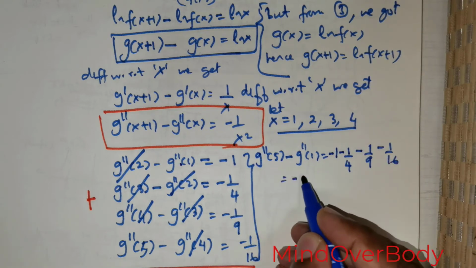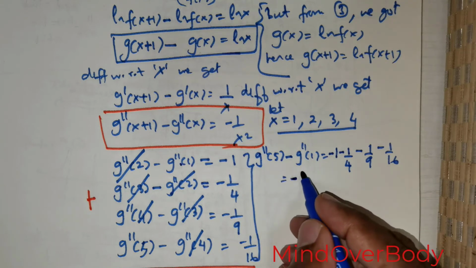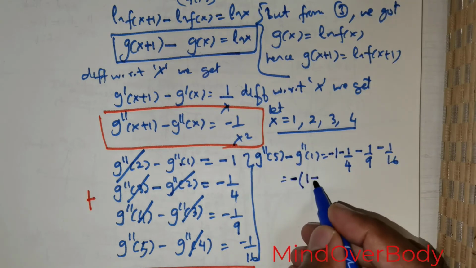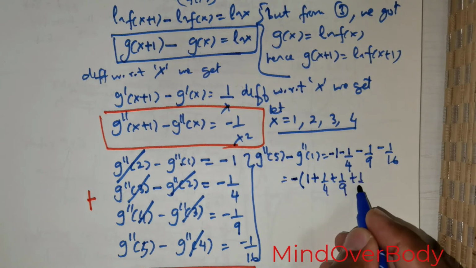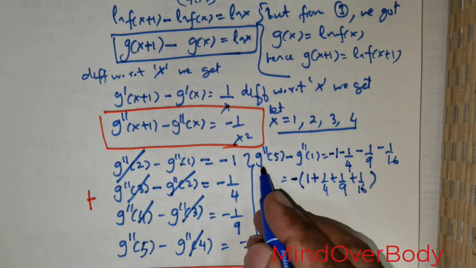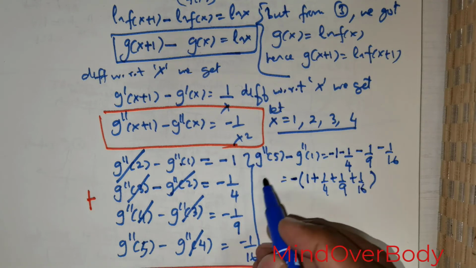So I'm going to take a negative sign out. If I were to take a negative sign out, I would get 1, positive 1 over 4, positive 1 over 9, positive 1 over 16. Now on the left hand side, we are expected to find the modulus of this.